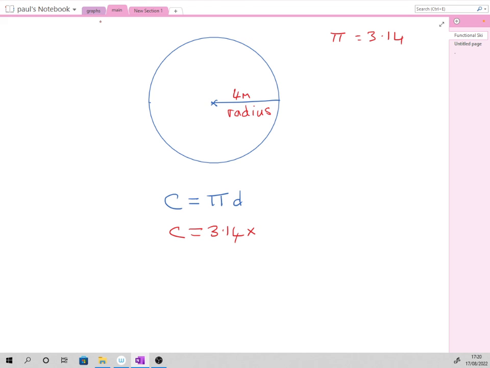So we need to remember the radius is half the size of the diameter. So we need the diameter in our thing. So instead of 4, we put 8. So we've got 3.14 times 8, which is 25.12, 25.12 centimeters, and that's it. Yeah. So you can be given the radius, you can be given the diameter, and as long as you can remember C equals pi d, you can work out the circumference.